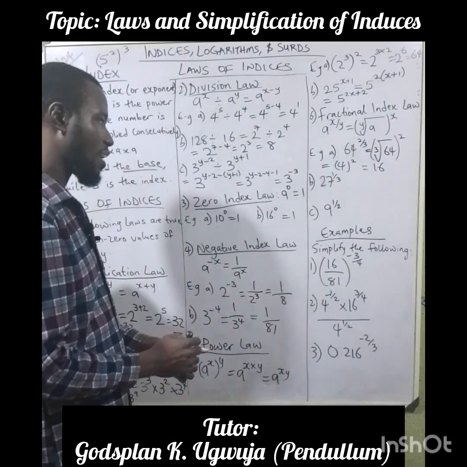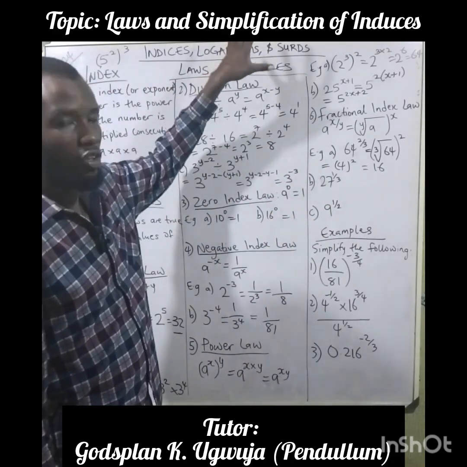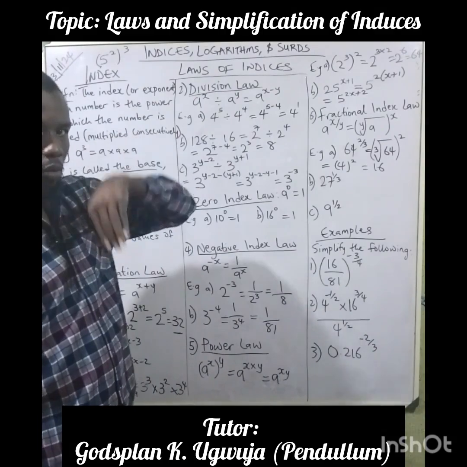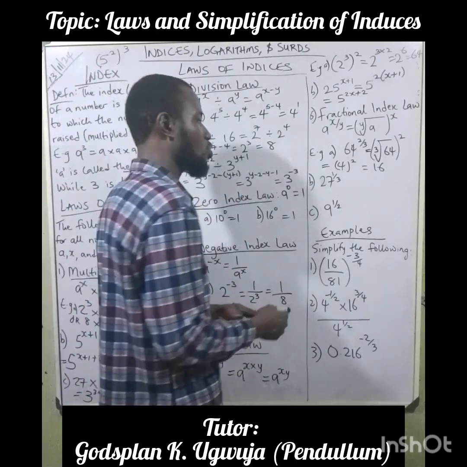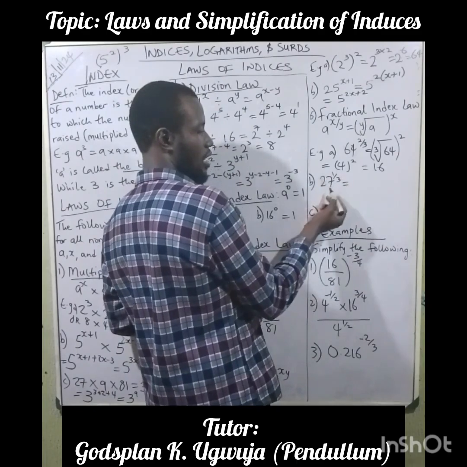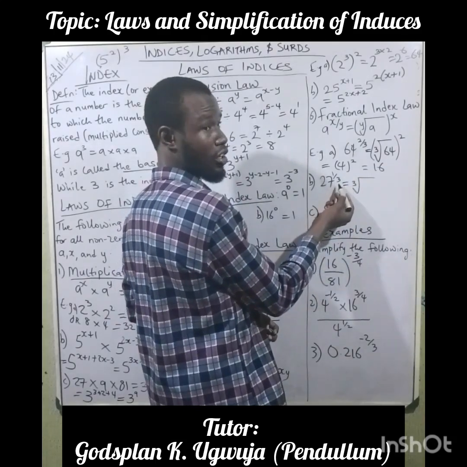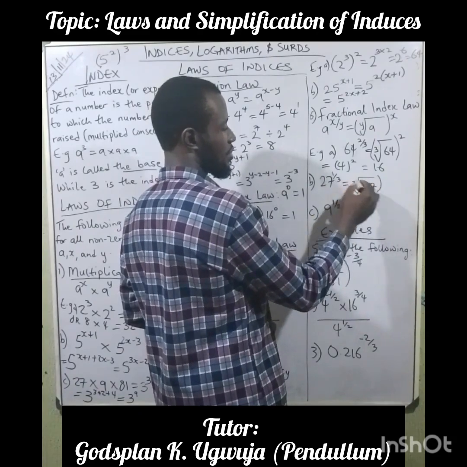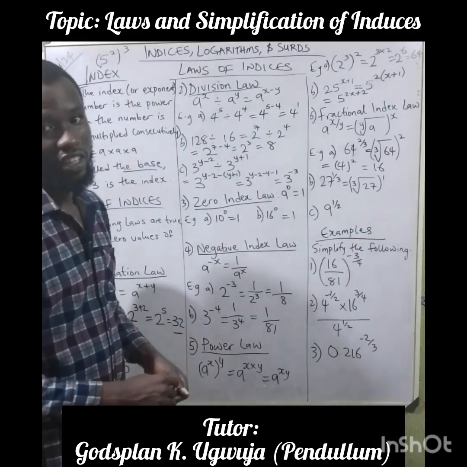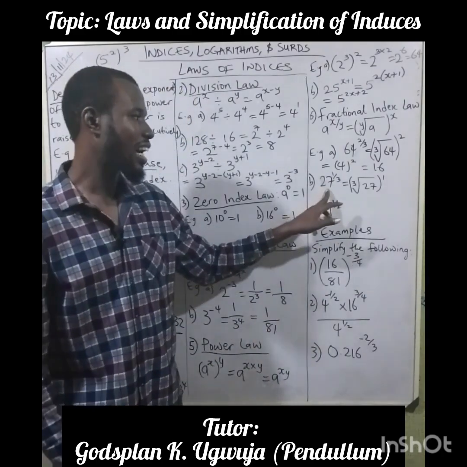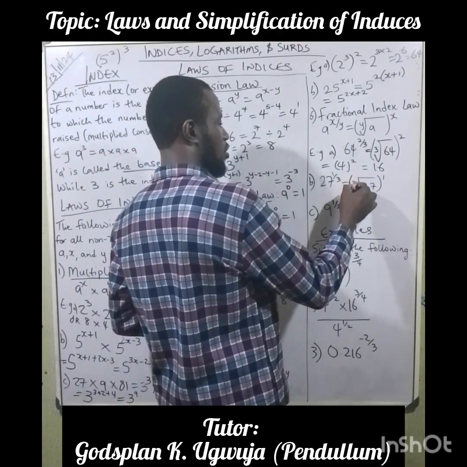So just remember that when you have a fraction in your index, take the denominator, the number under, as the root of the base, and then raise everything to the numerator. Now this one, I have 27 raised to power 1 over 3. So I'm taking the cube root of 27 because the denominator is 3, then everything raised to power 1. Obviously anything raised to power 1 is still the same thing, so it won't change anything. So basically this is asking me to find the cube root of 27.